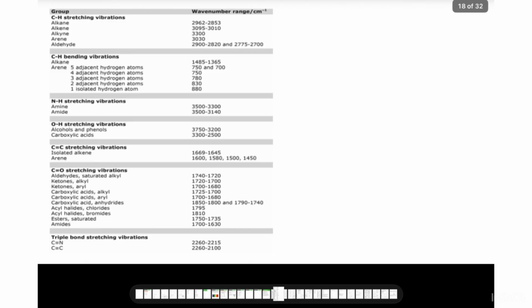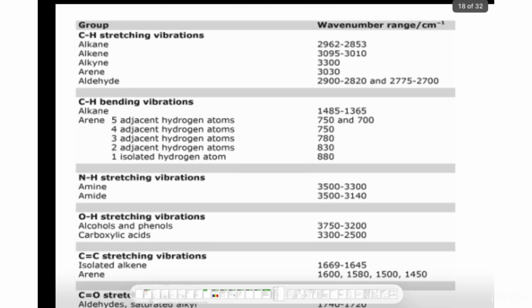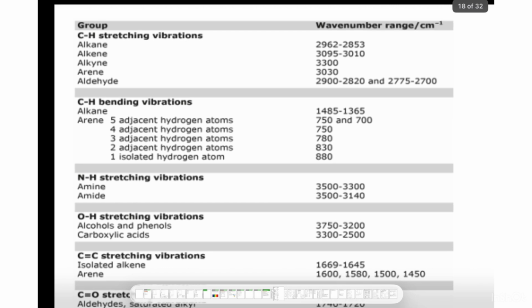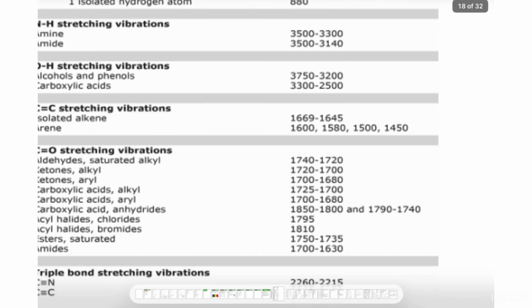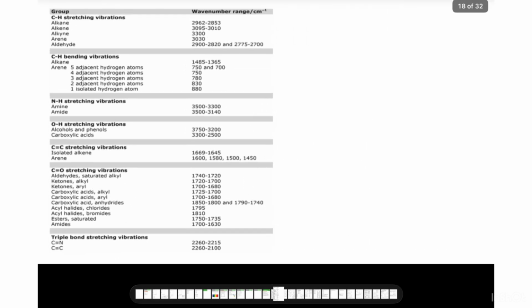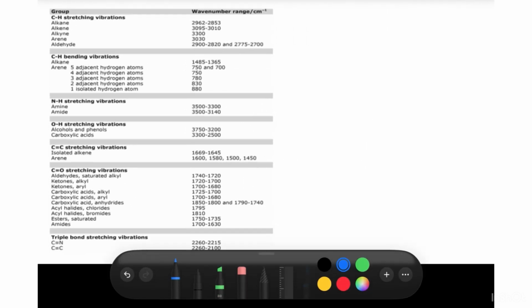This is the sheet that you will be provided in your exam. We can see that the wave numbers correspond to specific bonds. We have stretching vibrations. All of these here are stretching, as we can see. Now, let's take a simple one.